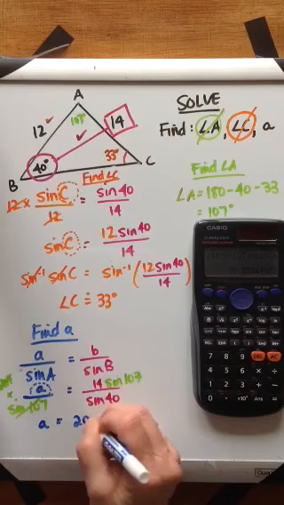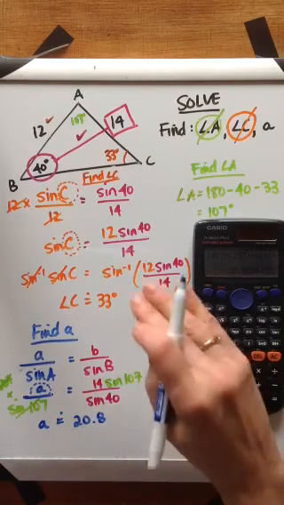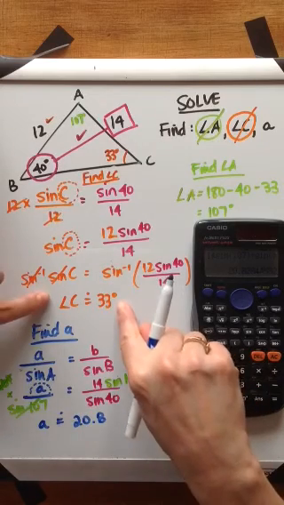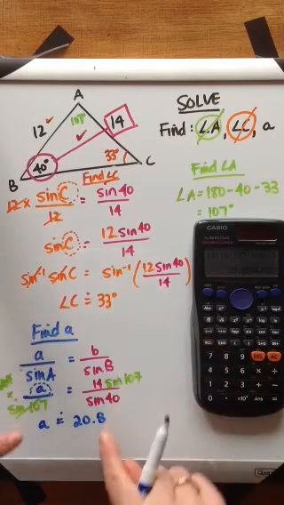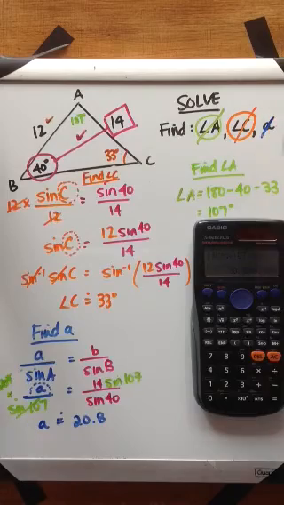20.8 approximately. So again, if it doesn't state how many sig digs to use in an answer, I want you to make the assumption that we will go with the nearest degree if it's an angle, and the nearest tenth if it's a side length. Okay? So, you have now solved the triangle.